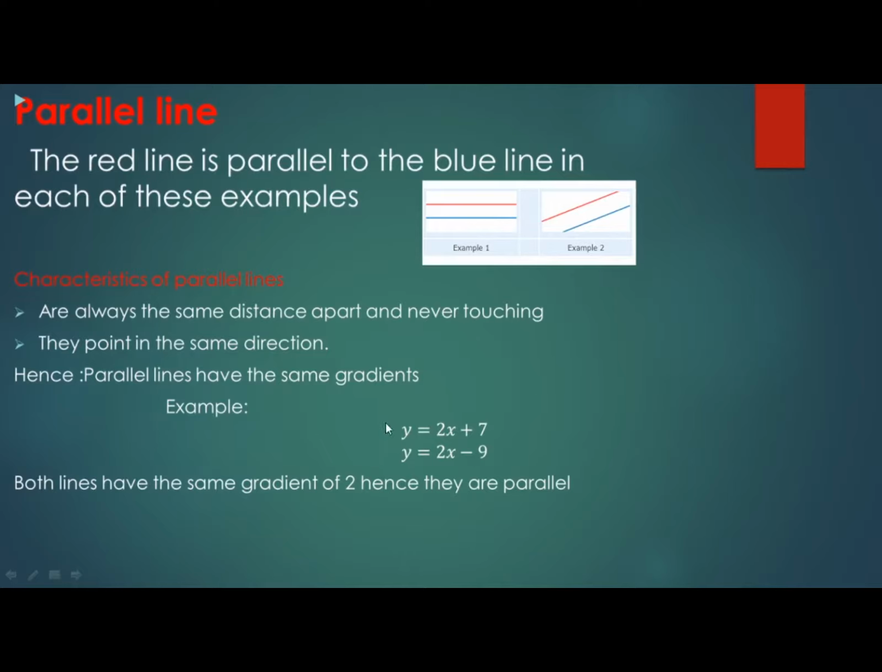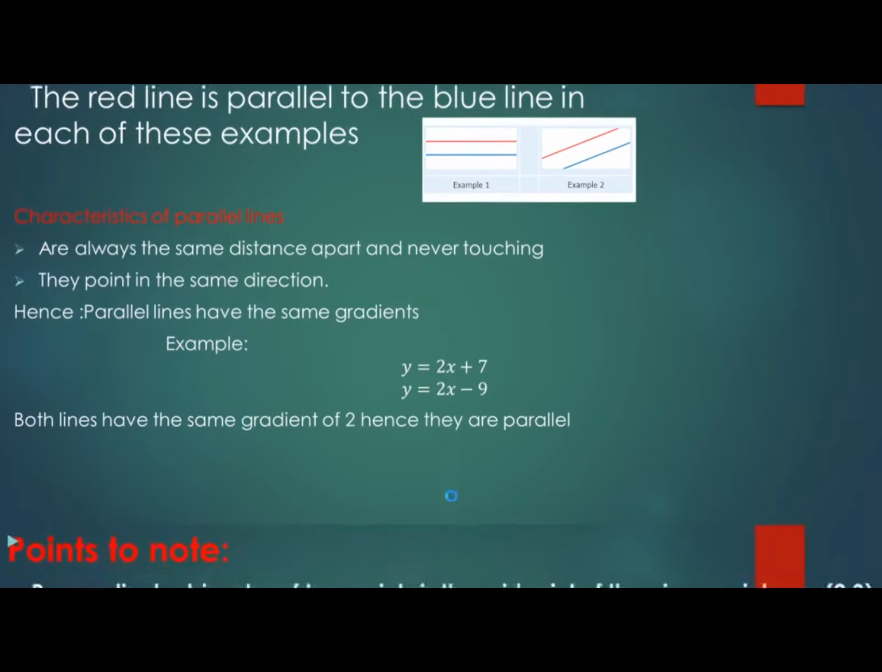An example, y equals 2x plus 7 and y equals 2x minus 9. They are already arranged in the form y equals mx plus c. The gradient of this equation is 2 and the gradient of this equation is 2. Now that they have the same gradient, that means the two lines are parallel.